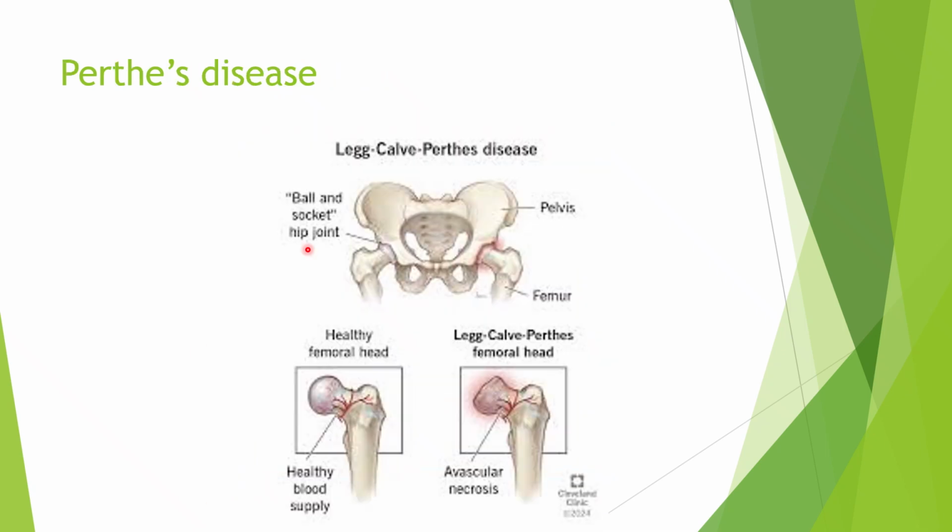This is a slide of Perthes disease. In Perthes disease, there is a disorder where the blood supply to the femoral head is compromised or temporarily disrupted. This causes the bone death, that is avascular necrosis, and flattening of the head of the femur. This eventually leads to pain, limping, and the limited motion of the hip.